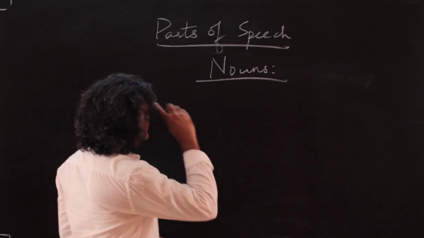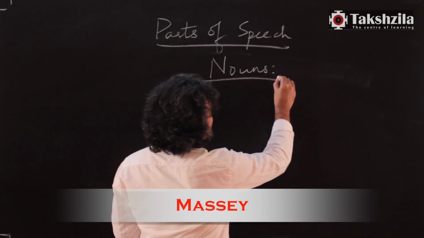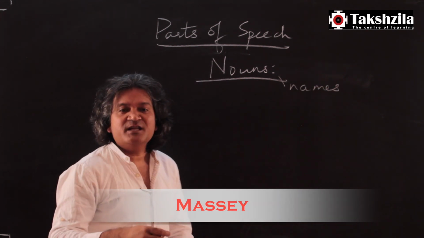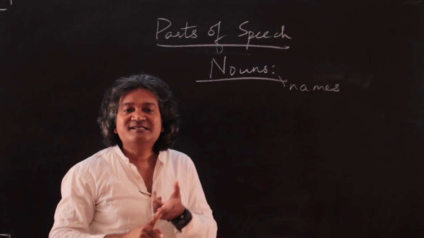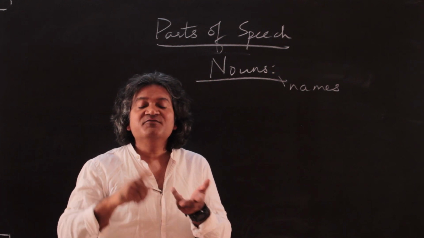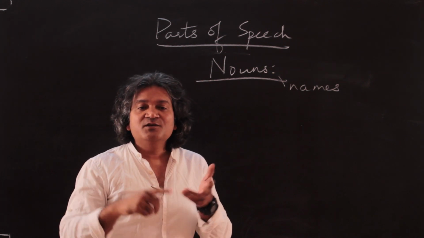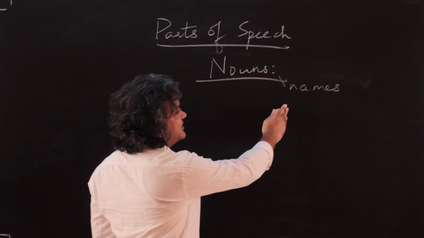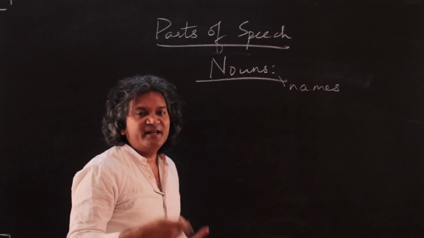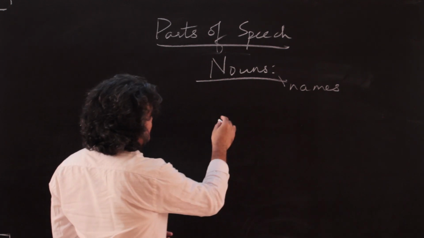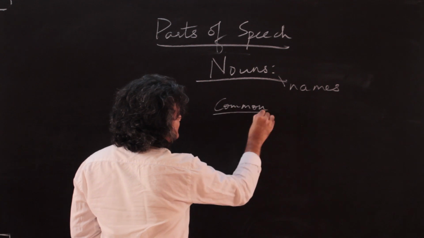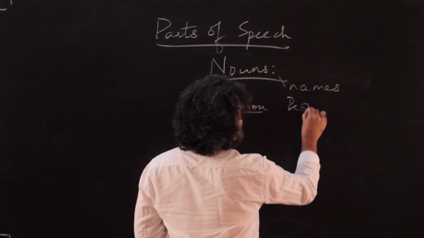So let's look at nouns now. Nouns basically are names. Names of what? Names of anything. Whether you can see that thing or you can't, whether you can feel that thing or you can't, whether you can hear that thing or you can't, it doesn't matter. As long as you can name something, it's a noun. So basically nouns are names, okay? And some important types of nouns are common nouns and proper nouns, okay?